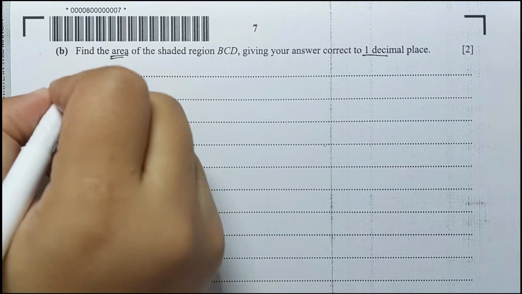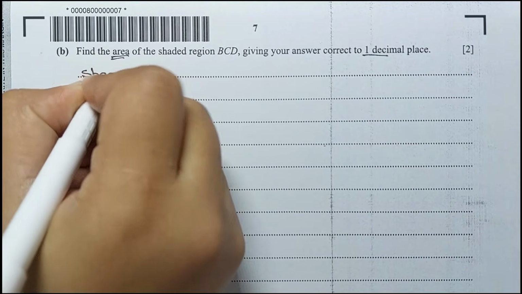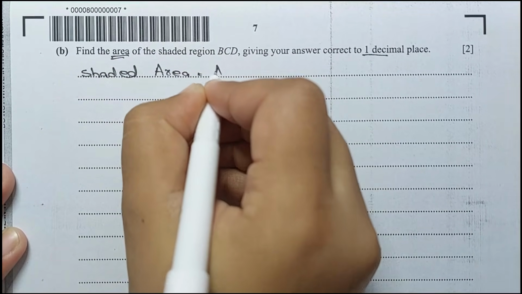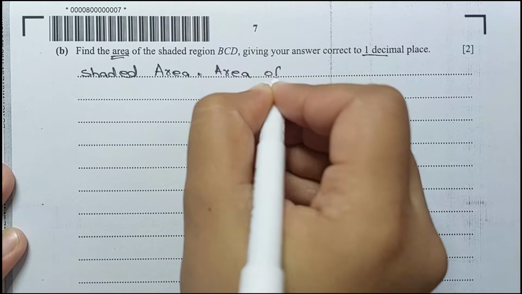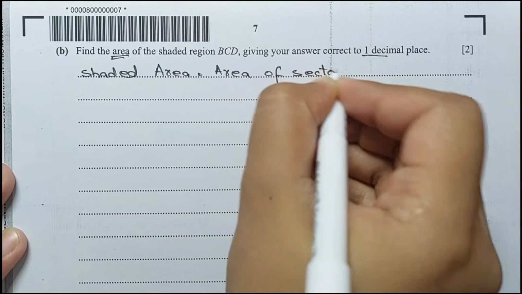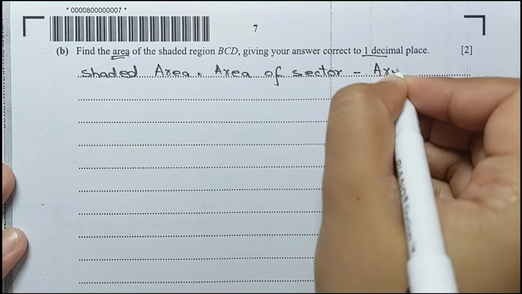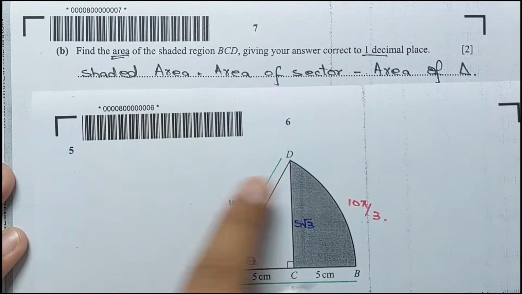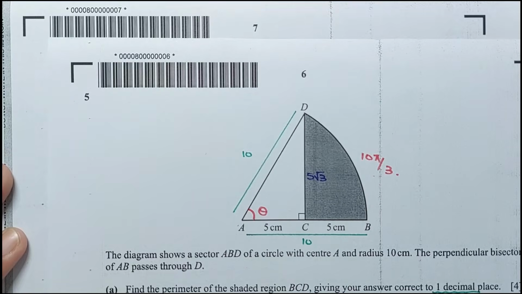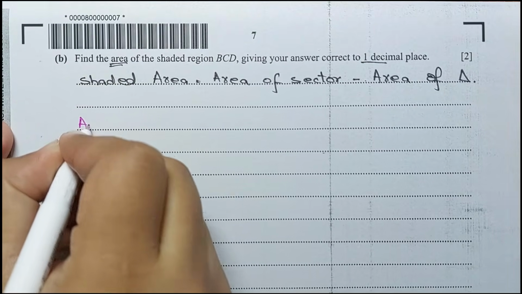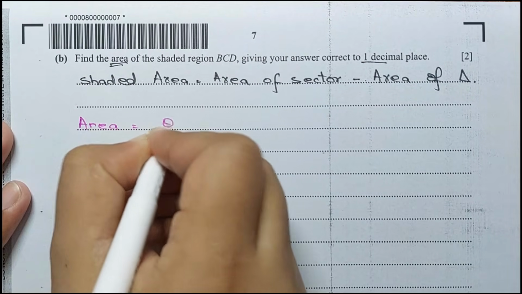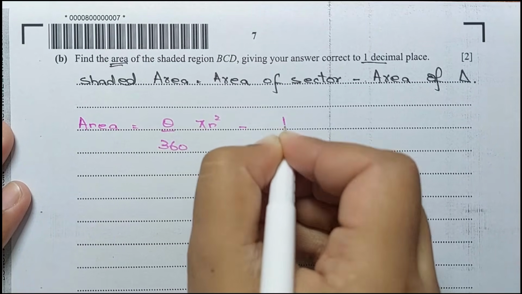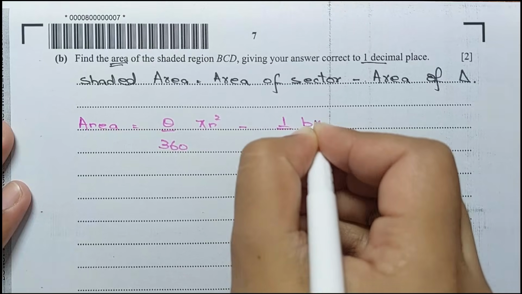So we can say the shaded area is area of sector minus area of triangle, because from the sector, the triangle is not shaded. The whole sector, the triangle is not shaded. The area of a sector is theta over 360 degree pi r square, minus area of a triangle, which is half base times height.